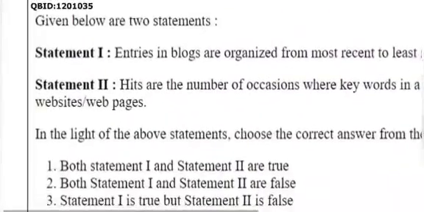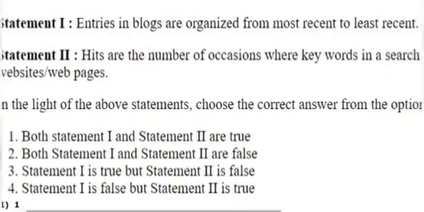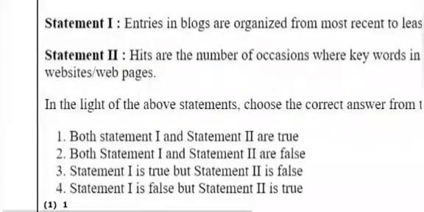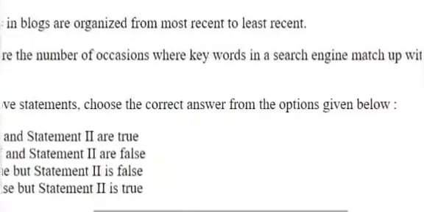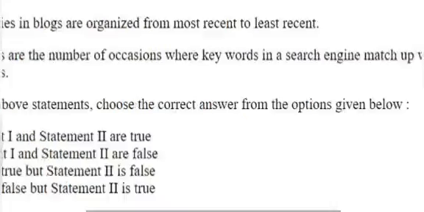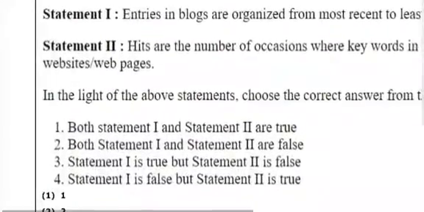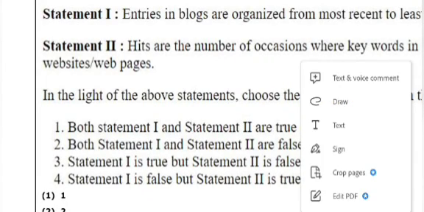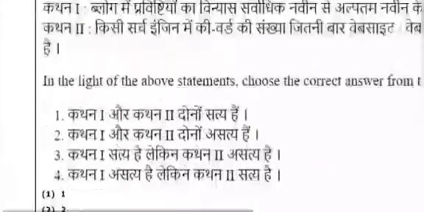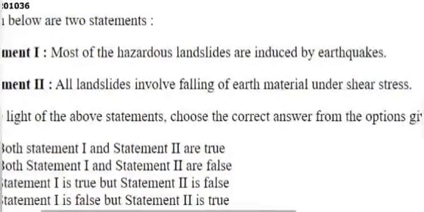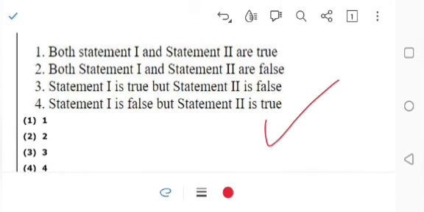Next, 35. Given below are two statements. Statement 1 says entries in blogs are organized from most recent to least recent. Statement 2 says hits are the number of occasions where keywords searched in a search engine match up with websites or web pages. So 35, the correct answer will be 1. Both statement 1 and statement 2 are true. Next, 36. Given below are two statements. Statement 1 says most of the hazardous landslides are induced by earthquakes. Statement 2 says all landslides involve falling of earth material under shear stress. So now choose one. These are the options of question number 36. It will be D. Statement 1 is false, but statement 2 is true.